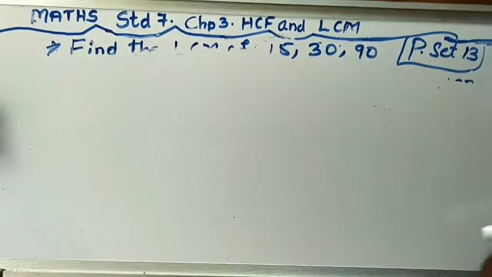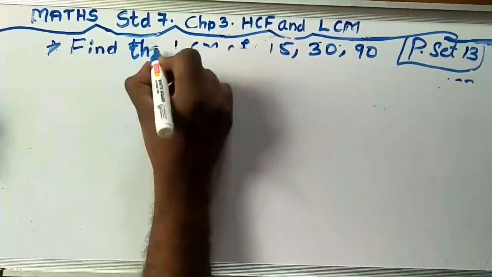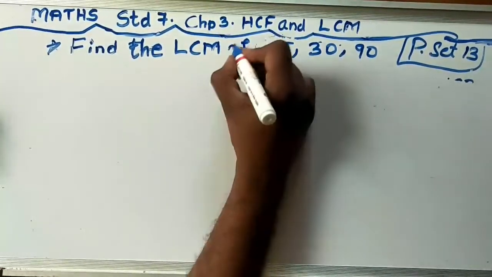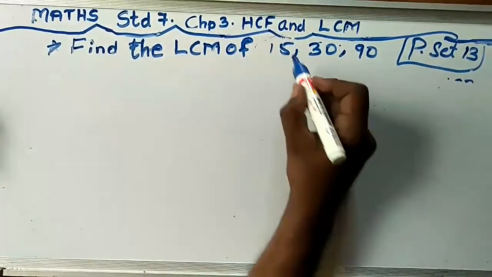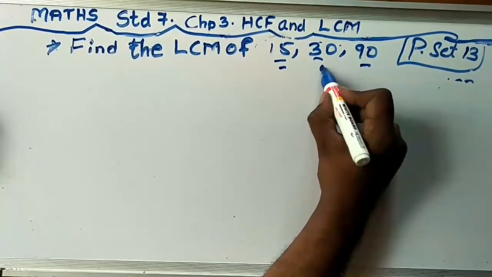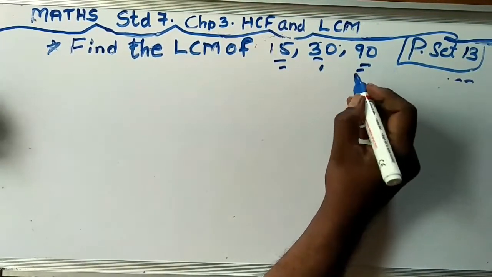Let me do one more sum. See, when two numbers are given, you have to take only the common number. But when three numbers are given, you have to take the common factor of all three, then common factor of first and second, common factor of first and third, common factor of second and third. Then you have to take the uncommon factor.